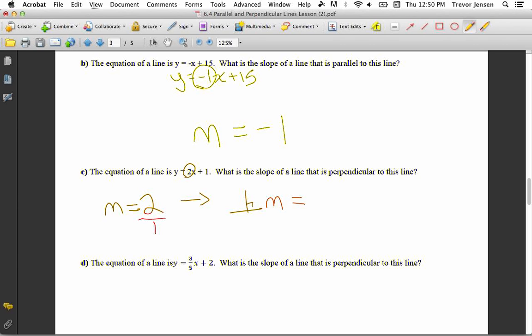The perpendicular slope, I must flip the fraction and then change the sign. So the original slope was positive, so this slope is going to have a negative value. And there's my perpendicular slope, negative 1 over 2.